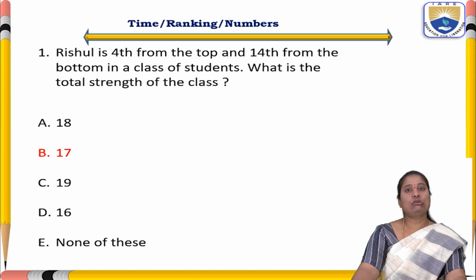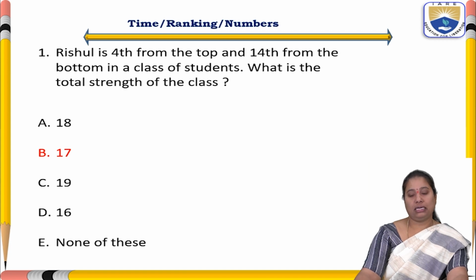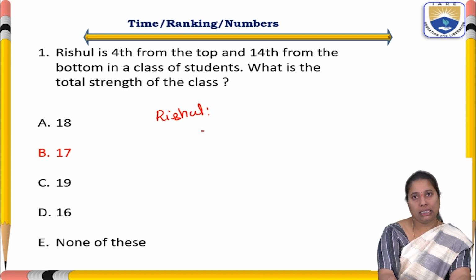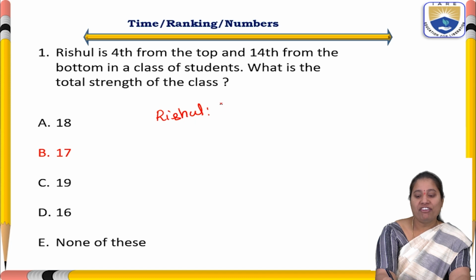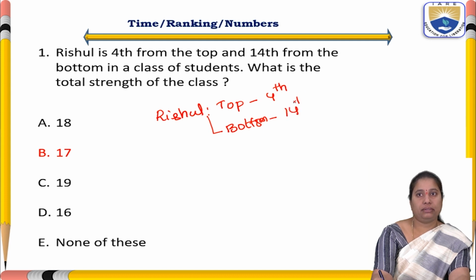And if we see this question, Rishil is 4th from the top and 14th from the bottom in a class of students. What is the total strength of the class? So if we see this, only one person's position, Rishil's position, is given. From the top, he is the 4th person, and the same Rishil from the bottom is the 14th person.